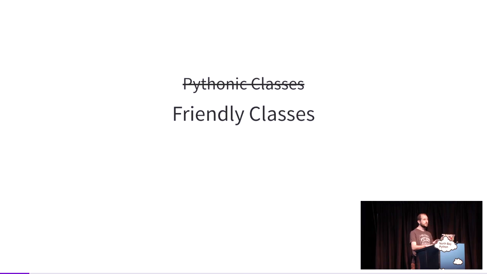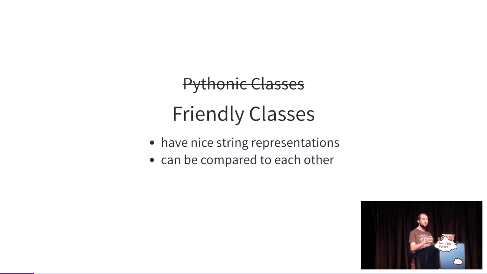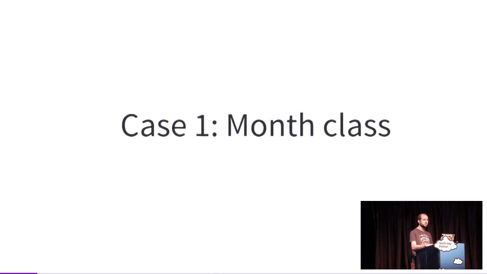The things that friendly classes have in them are a nice string representation. They can also be compared to each other, at least in ways that make sense. And whenever it makes sense, they support operator overloading to allow themselves to be addable, hashable, iterable, those types of things. I want to talk about two examples here, and then we're going to discuss some different ways that we can make classes of these varieties. The first example is a month class.